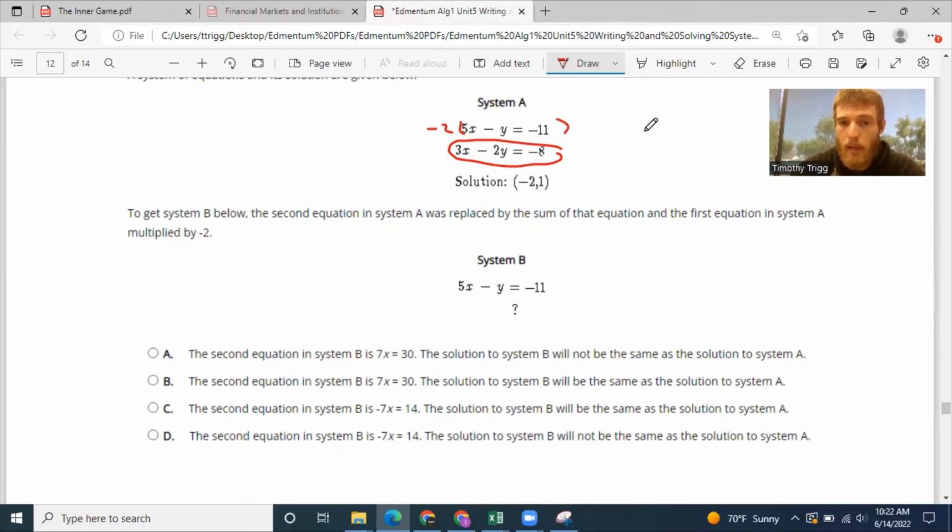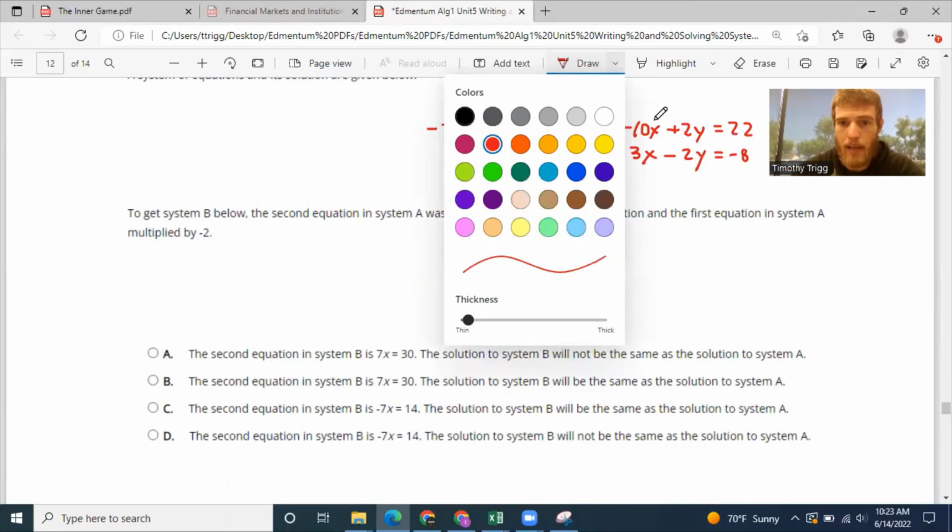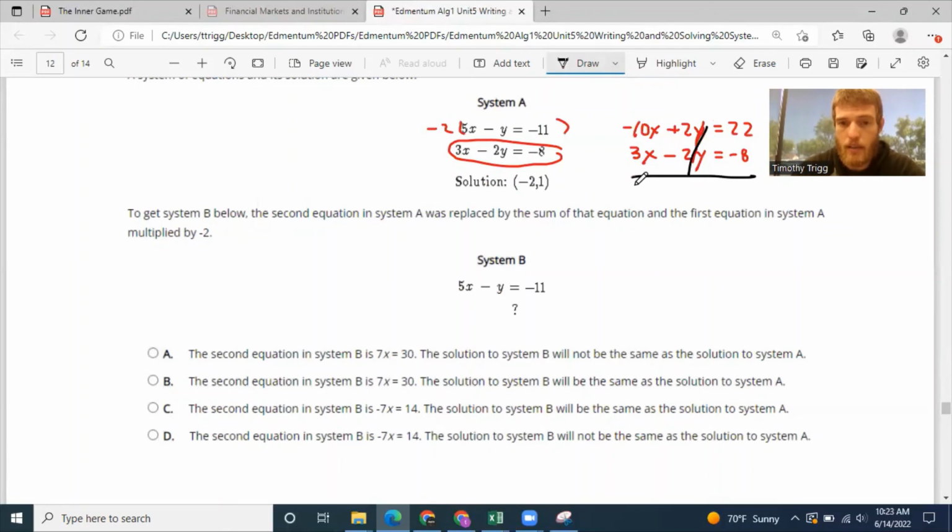So they multiply this by -2, so that'd be -10x plus 2y equals positive 22, because it's a negative times a negative, that makes positive. And then the bottom equation, 3x minus 2y equals -8. And then you go ahead and add these two equations together. You should see that your y's will eliminate here. Your y's eliminate, giving us -7x equals 22 minus 8, which is 14.